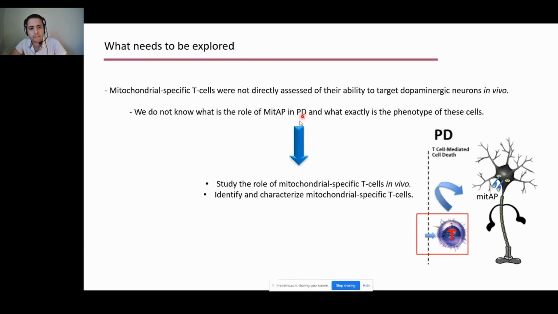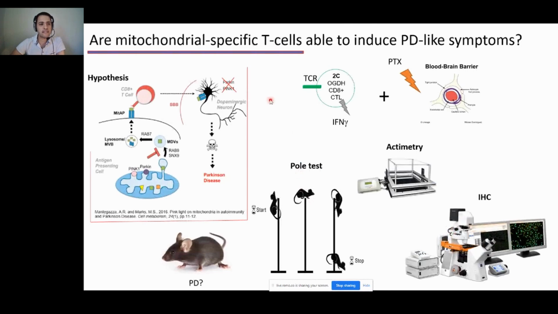And we don't know what MitAP, or mitochondrial antigen presentation, looks like in Parkinson's disease and what exactly is the phenotype of these cells. So in order to find that, we decided to study the role of mitochondrial-specific T cells in vivo, and also to identify and characterize mitochondrial T cells to have a visualization of their phenotype. The first aim can be achieved by answering the question: are mitochondrial-specific T cells able to induce PD-like symptoms?